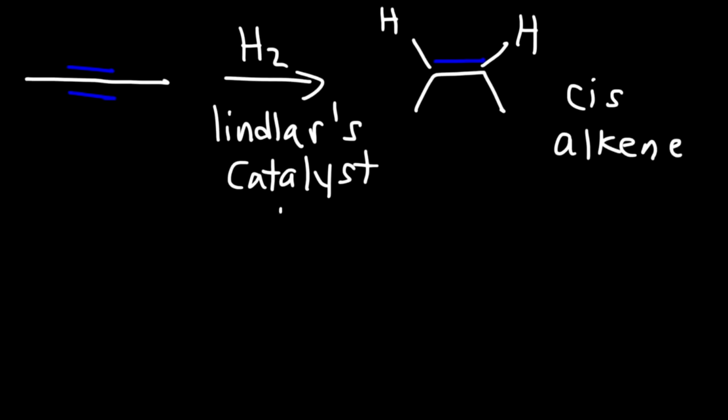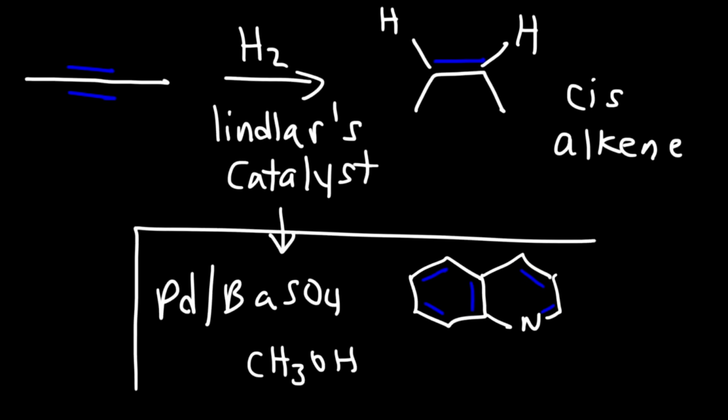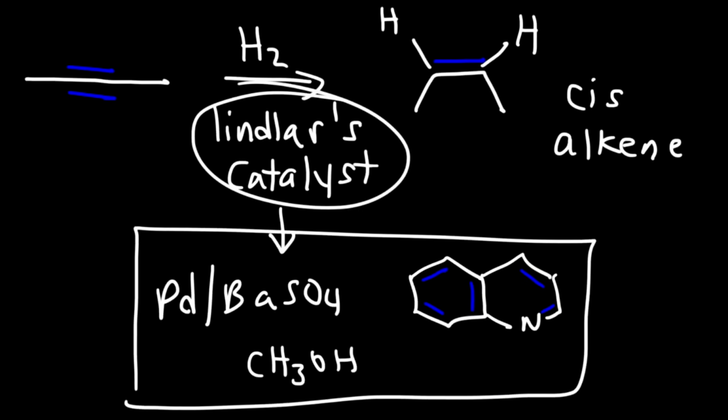Now you need to know that the Lindlar's catalyst is composed of palladium mixed with barium sulfate, and it's in quinoline, which looks like this, and you also have methanol mixed with this compound. So that's the Lindlar's catalyst. Sometimes you might see it like this as opposed to seeing the word Lindlar's catalyst, but the effect is the same. It converts an alkyne into a cis alkene.